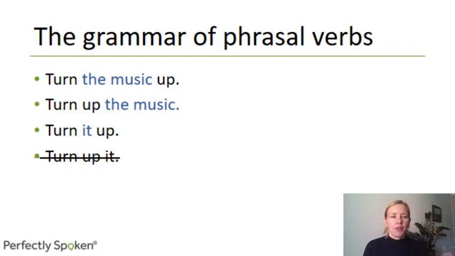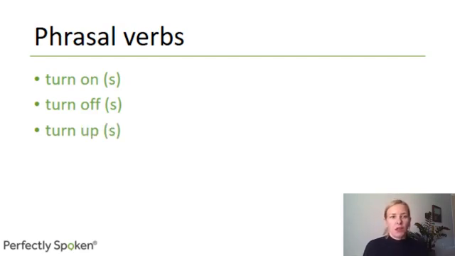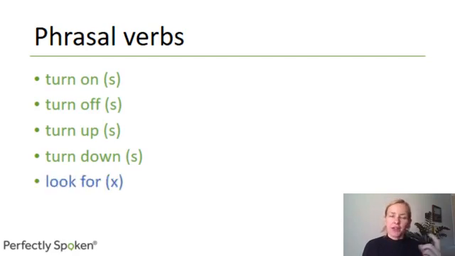Okay, now another example here, turn the music up. Remember when the volume went up, or turn up the music, or turn it up, not turn up it. Okay, and then for example, a summary, you have turn on, which is separable, turn off, which is separable, turn up, which is separable, turn down, which is separable, and then you have other verbs that are inseparable. So you don't separate them.